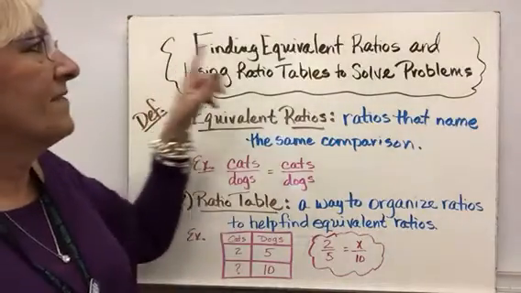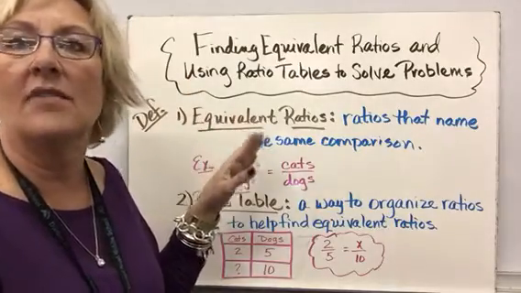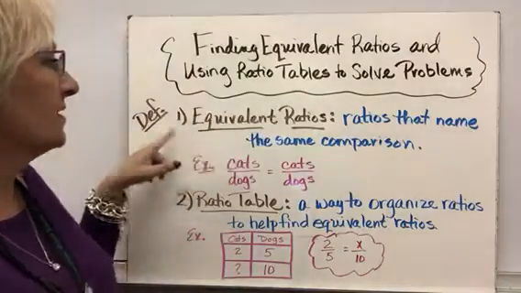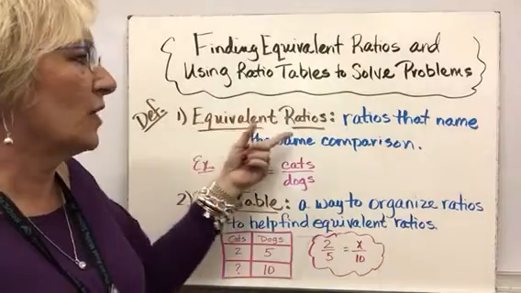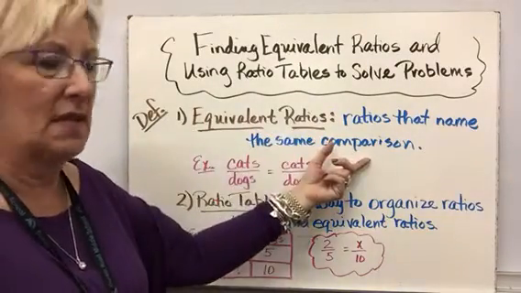Today we're talking about finding equivalent ratios and using ratio tables to help solve problems. First of all, let's look at some definitions. We have equivalent ratios. These are ratios that name the same comparison.